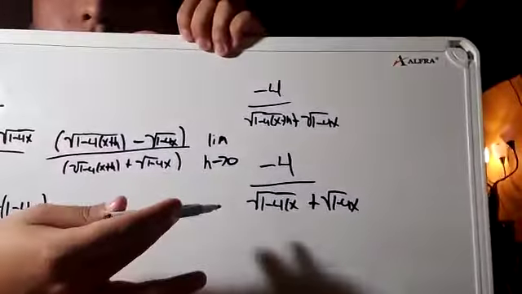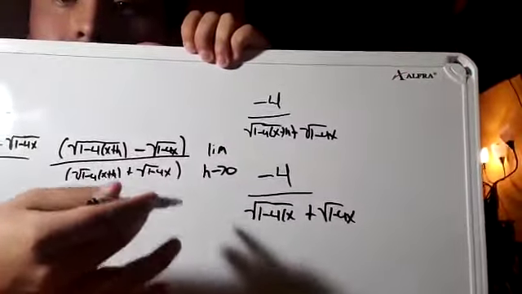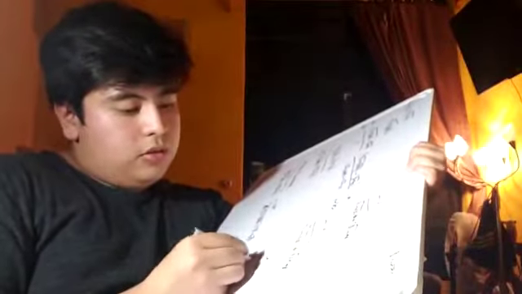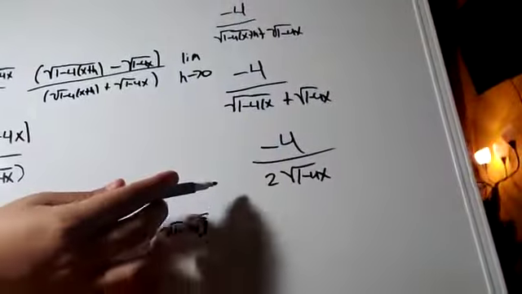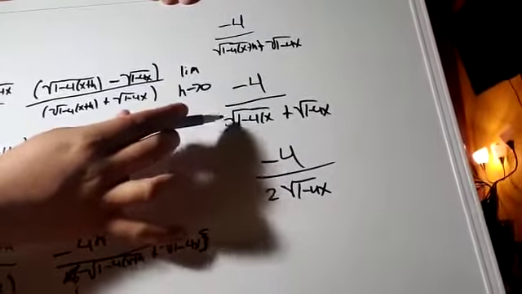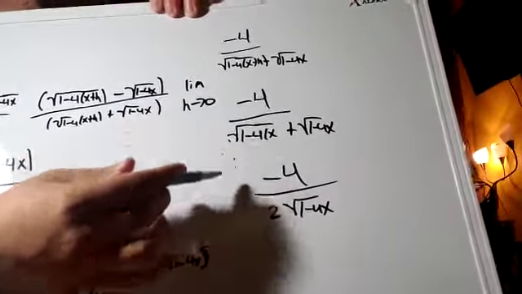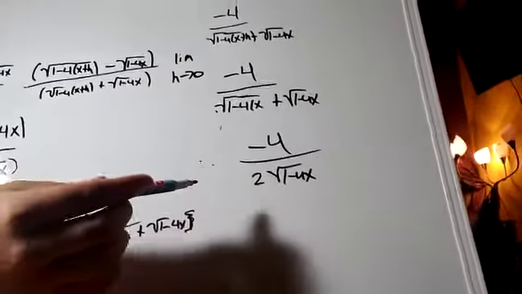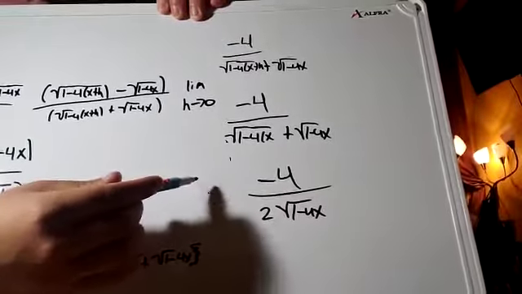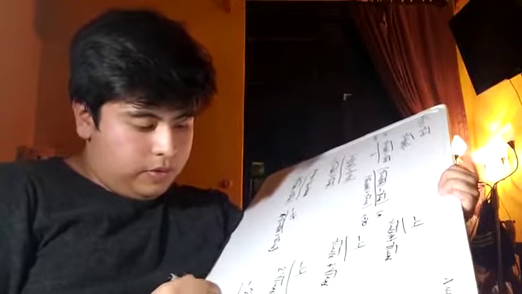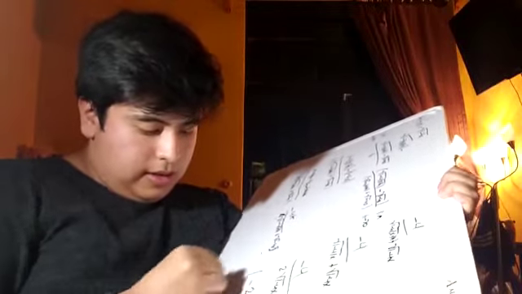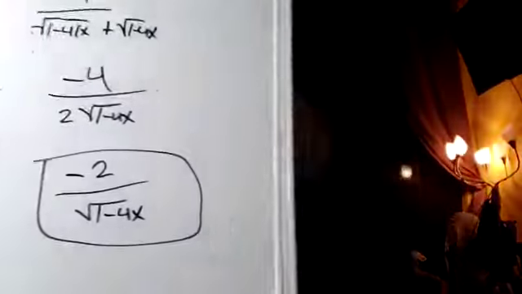Now, these two on the bottom are the same. So when you have two of the same square root and they're being added, it's going to become 2 square root of 1 minus 4x. Okay? It's going to become like this because you have the same thing, and it's adding, so it becomes 2. So now negative 4 over 2 is negative 2 over square root of 1 minus 4x. And that's our answer.